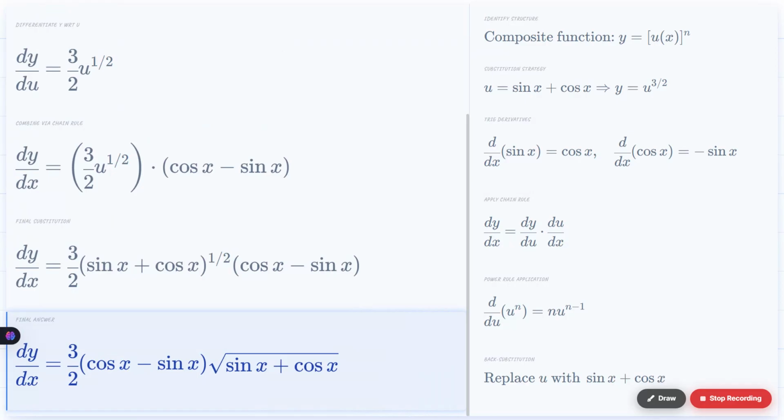We write the final answer as 3/2 times open parenthesis cos x minus sin x close parenthesis times the square root of sin x plus cos x. We do this to show the completed solution. The square root is the same as the power of 1/2.